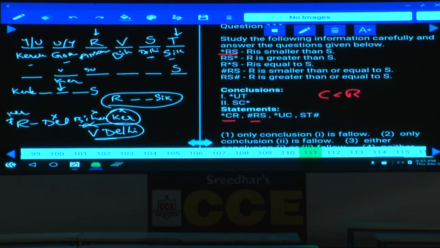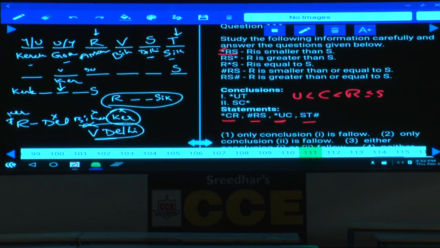Next one, hash RS. Hash RS stands for R is lesser than or equal to S. Next one, star UC. This star UC again comes under the first one. Now R is smaller than S. U is smaller than C, isn't it? Between these two, U is lesser than C.